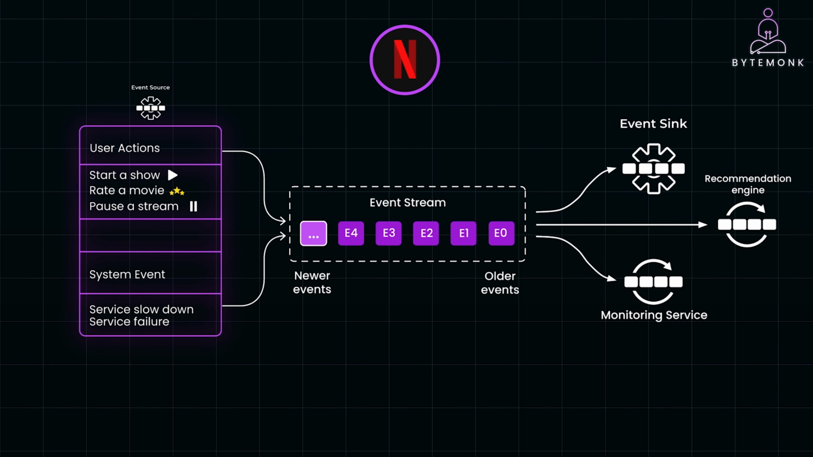Netflix's architecture continuously monitors every service's health. If a service starts to slow down or fails, events are generated and the monitoring service consumes those events to alert engineers or trigger automatic recovery processes. By using EDA, Netflix can handle massive amounts of real-time data, scale its services independently, and ensure users receive personalized recommendations instantly, all without tightly coupling services.